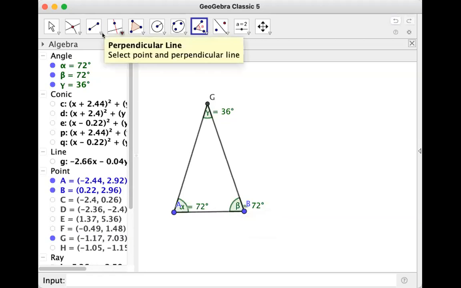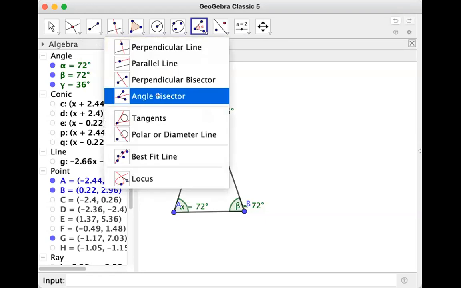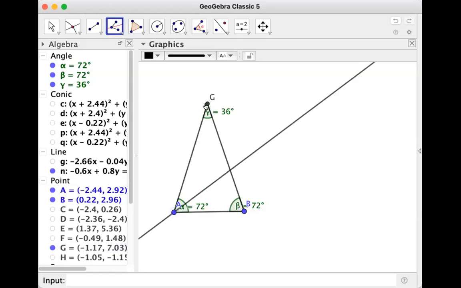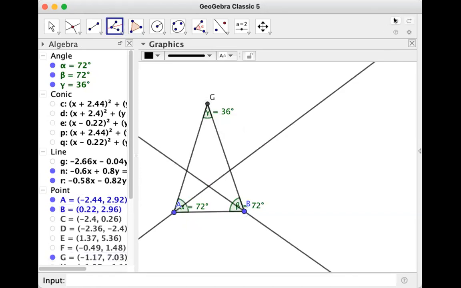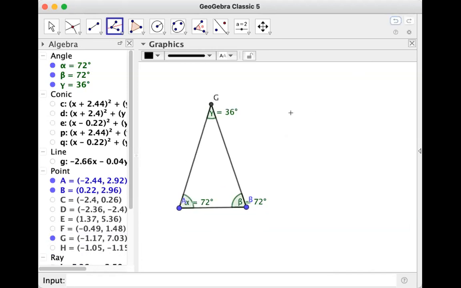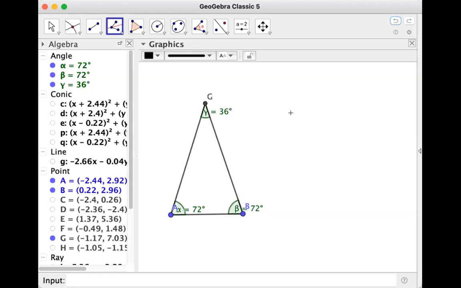Now we need some angle bisectors. Actually, if you don't mind, I'm going to do the angle bisectors last. We need a circle around this triangle now, so I'm going to find the center of this triangle.